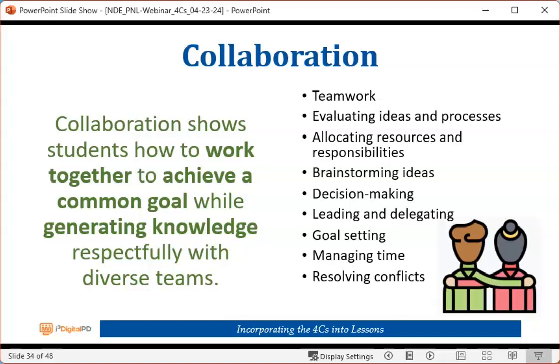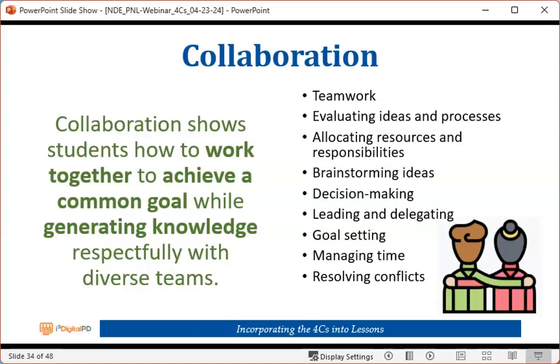Small group, and we're going to go to small group in just a moment. This is where you guys work together, achieve a common goal, and generate some knowledge, right? Brainstorming, decision-making, goal setting, managing time, resolving conflict, great ways to think of allocating resources and responsibilities. So again, the 4 C's, not just at the 4 C's, but I want you to think about a deeper level. All right, we got plenty of time.